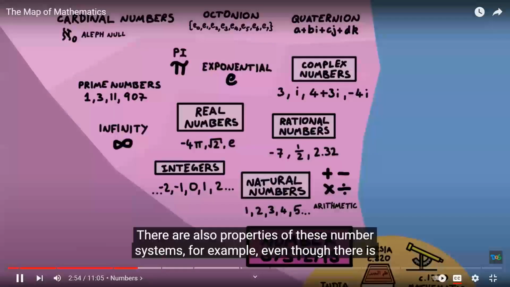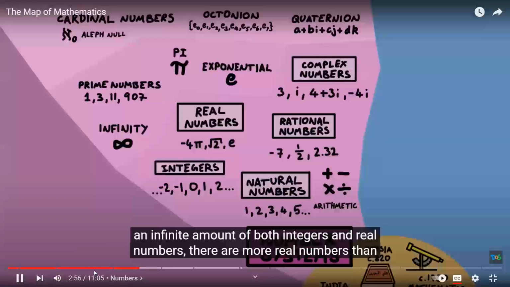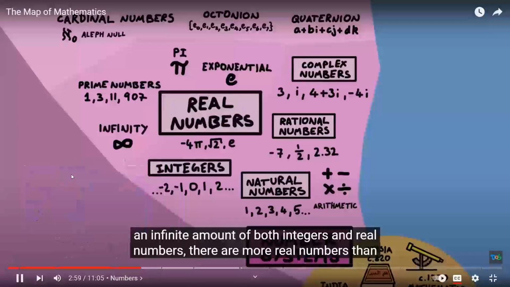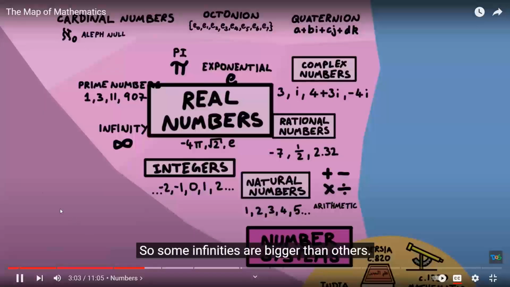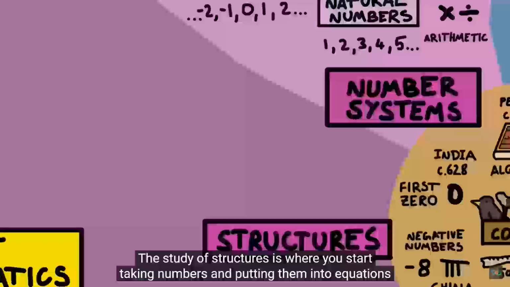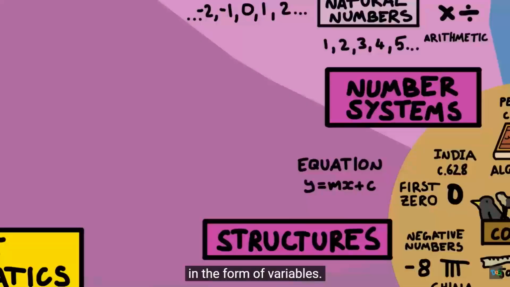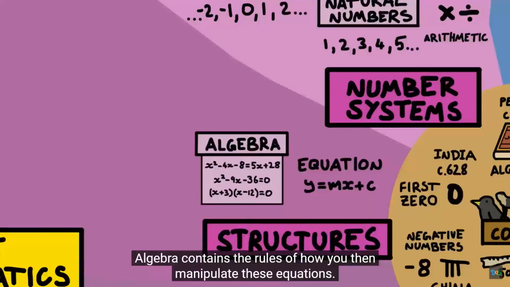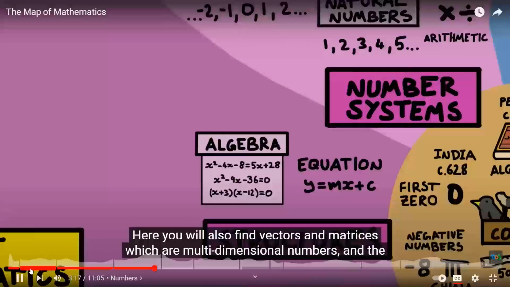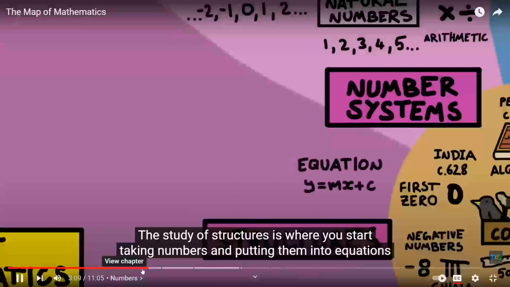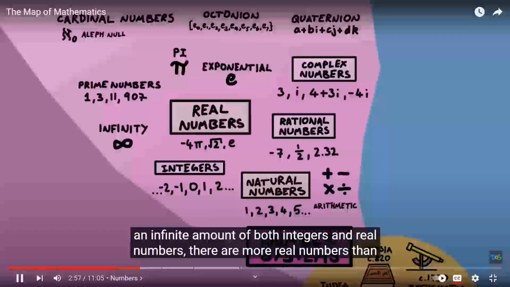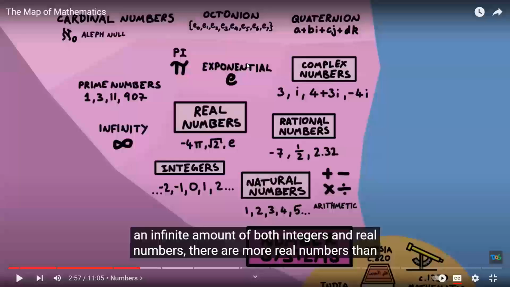Example, even though there's an infinite amount of both integers and real numbers, there are more real numbers than integers. So some infinities are bigger than others. The study of structures is where you start taking numbers and putting them into equations in the form of variables. Algebra contains the rules of how you then manipulate these equations. Here you'll also find vectors and matrices, which are multidimensional. This is where you start taking numbers and putting integers and real numbers.